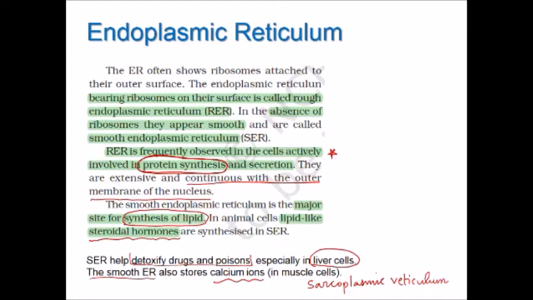Okay. So we'll do a quick summary. RER has mainly one function, protein synthesis and secretion. It is attached to the outer surface of the nuclear membrane. Smooth ER has around 4 functions: to synthesize lipids, to synthesize steroidal hormones, to detoxify drugs and poisons, and also to store calcium ions in your muscle cells.